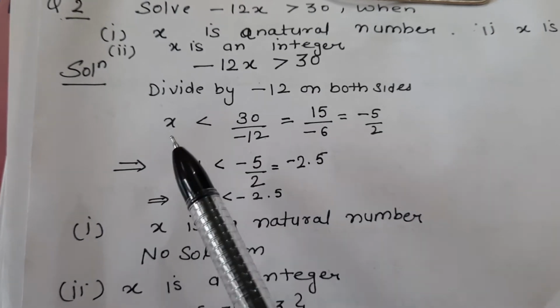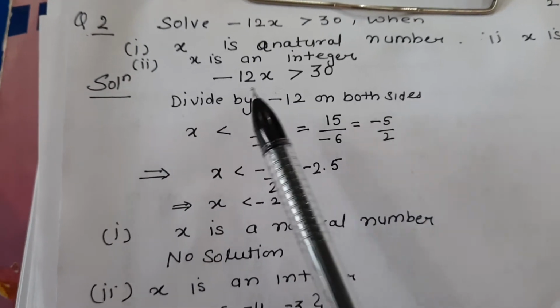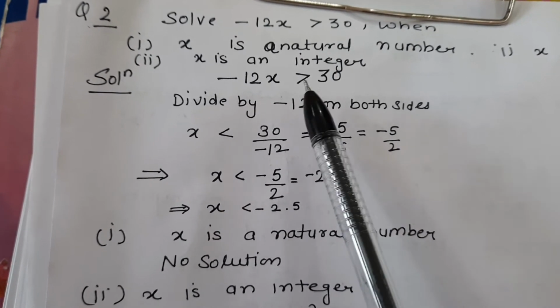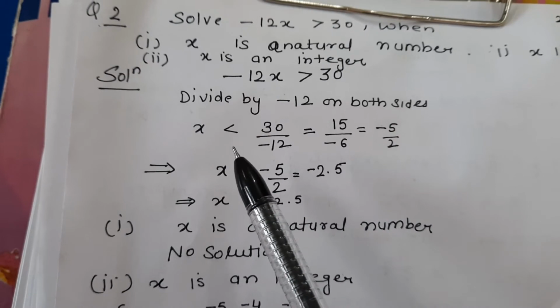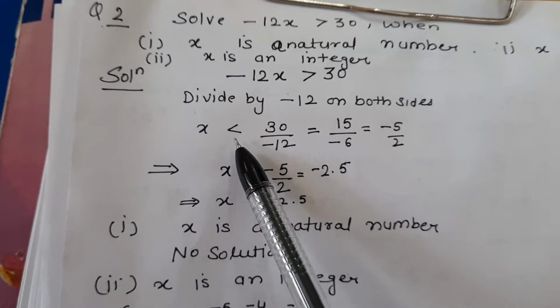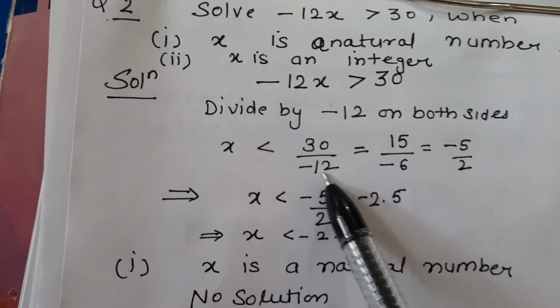You have to keep the term of x on the left hand side and the constant on the right hand side, right? Now we divide by minus 12 on both sides. Minus 12 is a negative number, so the sign of inequality will change. Here you have greater than, so the sign will change to less than. So x will be less than minus 30 by 12, right?